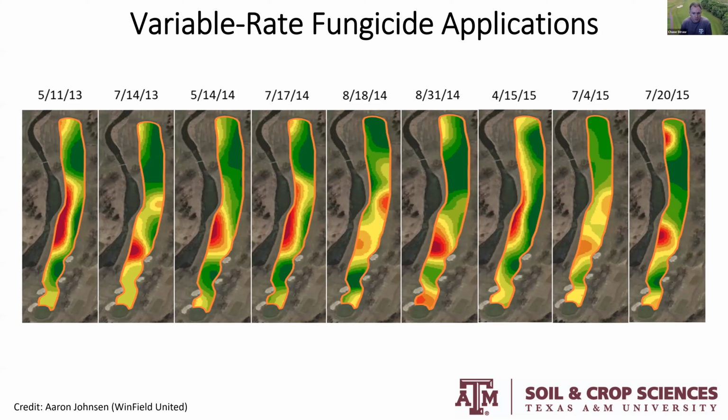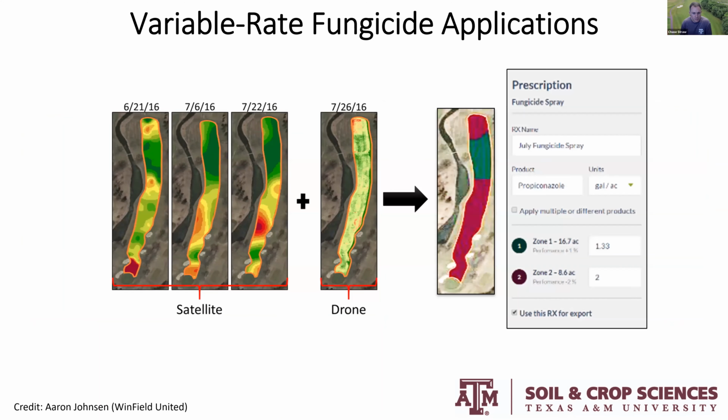So this incorporates some historical satellite images of a golf course. You can really pull in however many historical images you want. You can incorporate a drone image if you'd like of NDVI, and then create these prescription spray maps. In this particular case, this is a fungicide prescription map where you might have two zones. And this is just a really simplified example where one zone's getting one rate and the other zone's getting another rate.